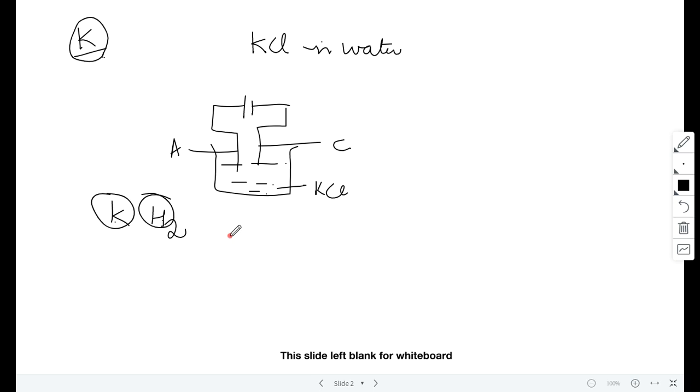So the next one is, you have to complete and balance the equation for the reaction at the positive electrode. So now if you have this, 2Cl negative, 2e minus. This is also clear to you, right?